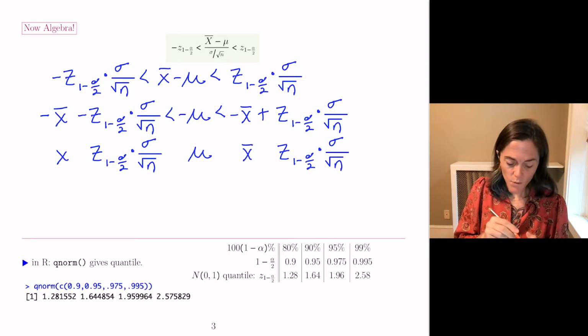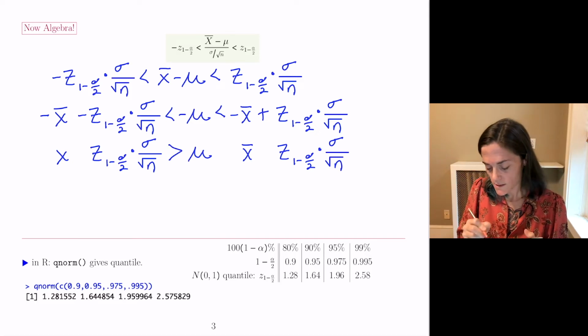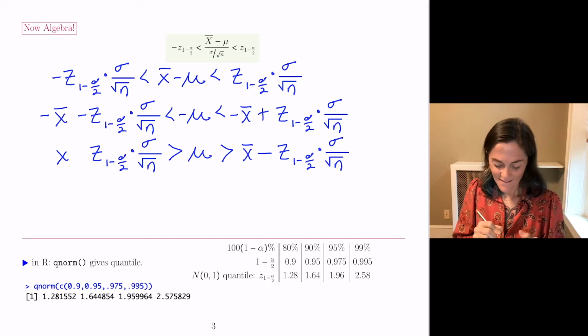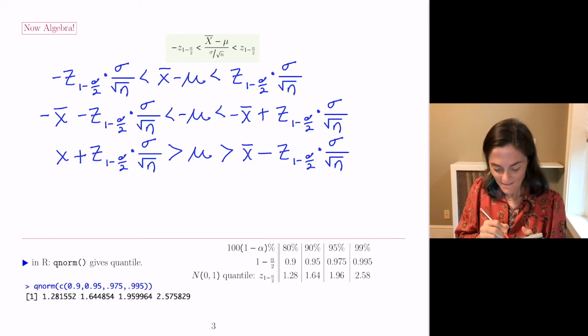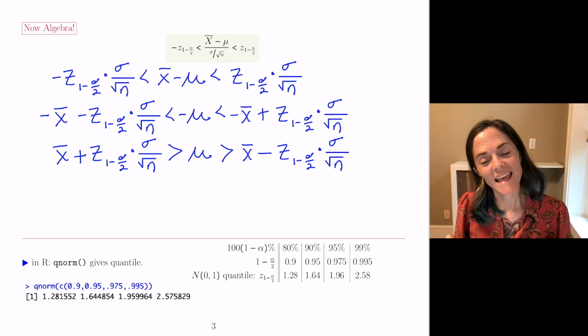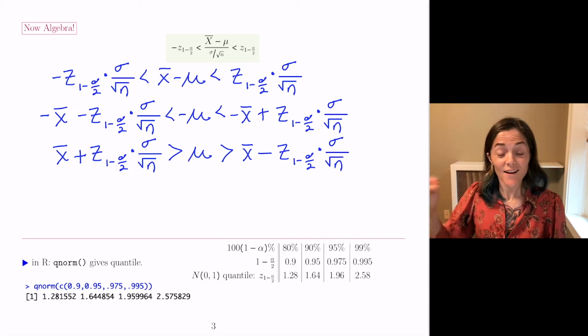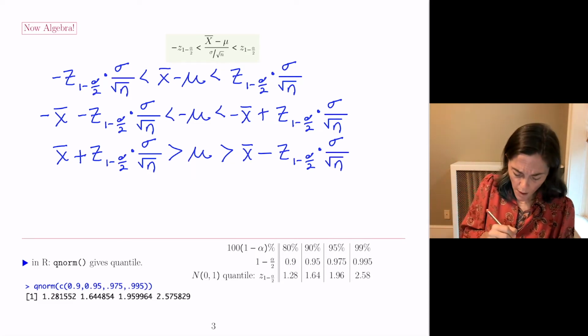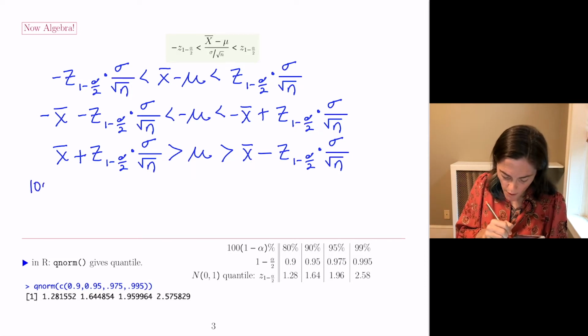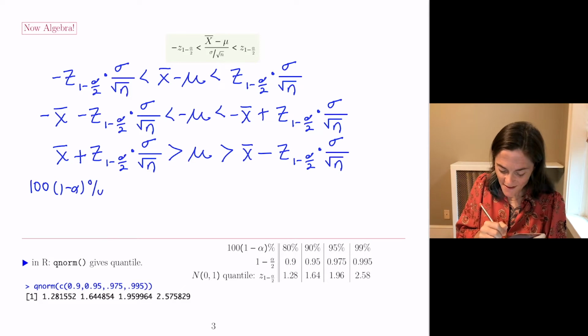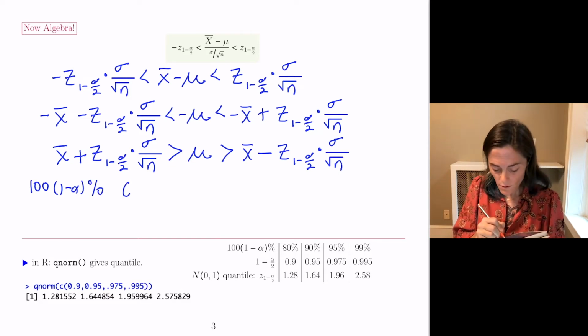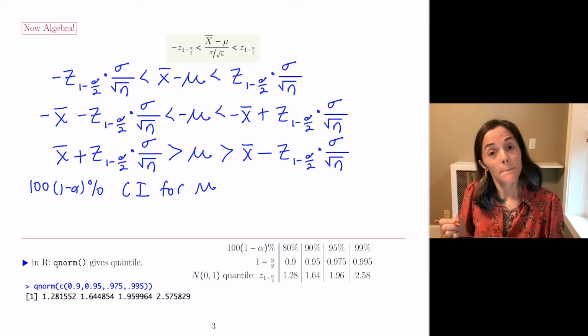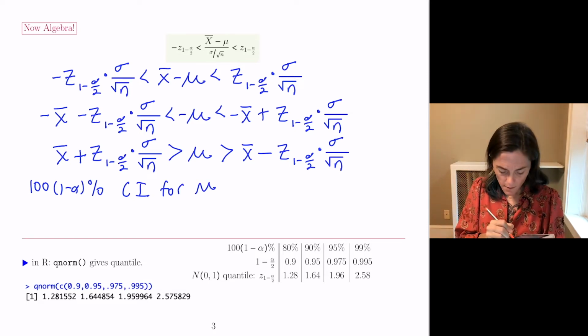All of the signs will change. This becomes like this. Now we see, here is our confidence interval. So let's write it. The 100 times 1 minus alpha % confidence interval for this mu.